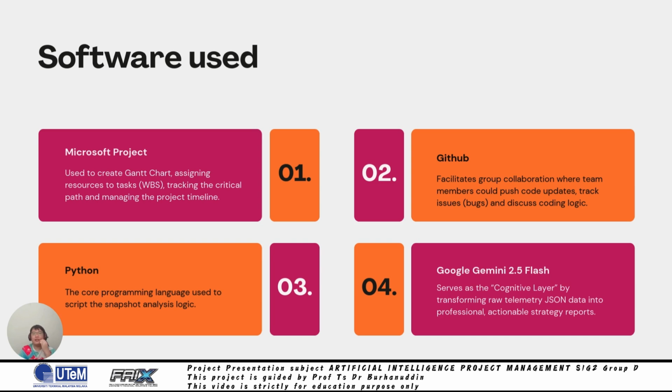And third is the software used. We have used 4 software in our project. First is Microsoft Project. It is used in our documentation, such as to create a Gantt chart, assign resources to tasks, track the critical path, and manage the project timeline.